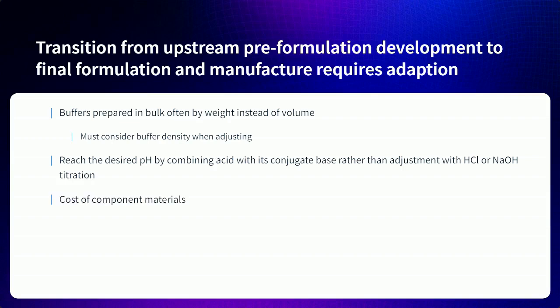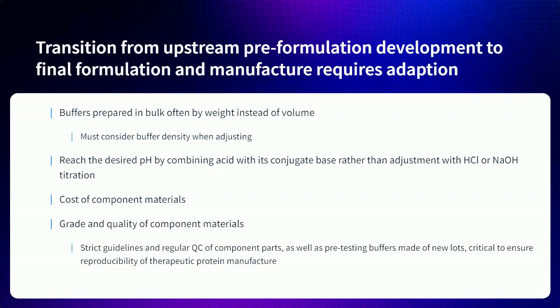So the cost of component materials may make it unreasonable to use a buffer for a final formulation. So for example, using a HEPES buffer to equilibrate an affinity column will cost over 7 times more than just using a phosphate buffer. So it just makes sense to be mindful of cost as you consider different types of buffer components. And lastly, you'll need to ensure that the component materials are available at a quality that's sufficient to pass QC requirements and ensure the reproducibility of your product.